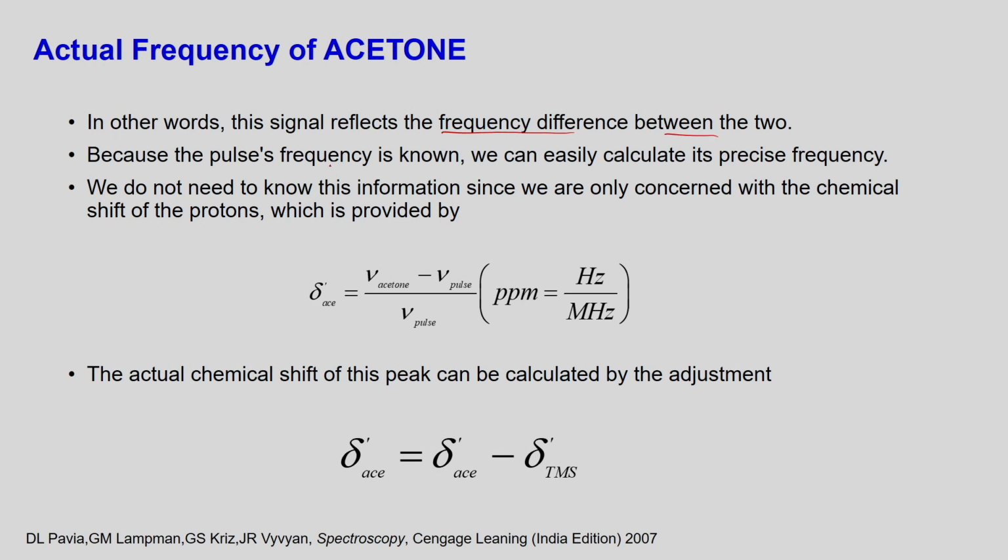Because the pulse frequency is known, because this is what we apply to the sample, we can easily calculate the precise frequency. So, we did not need to know this information, since we are only concerned with the chemical shift of the protons. What we know is the wavelength coming out from the spectrophotometer, and we know the particular frequency or wavelength of what is input.